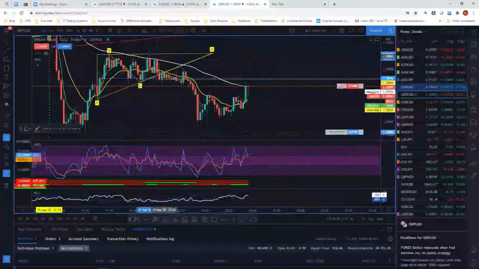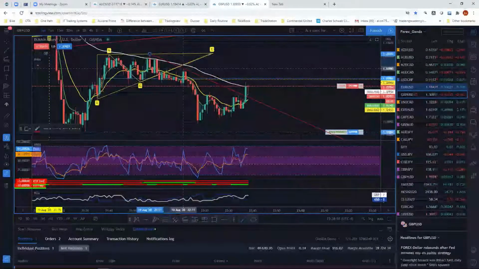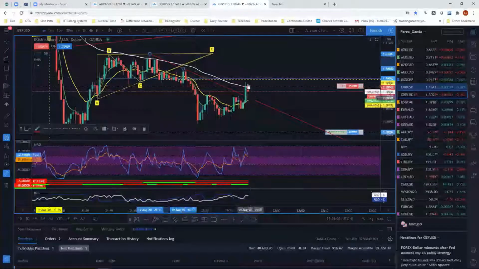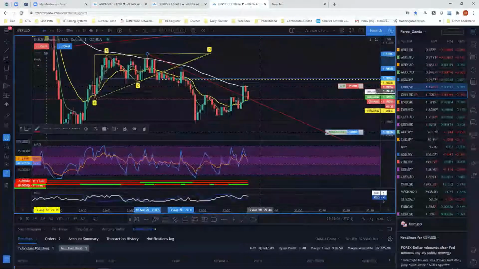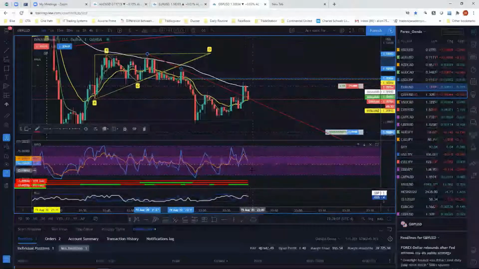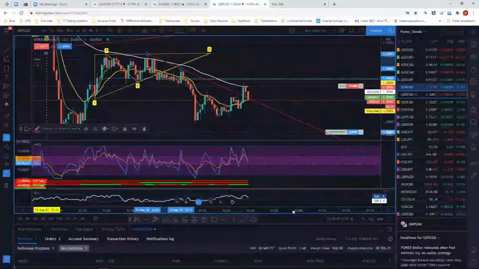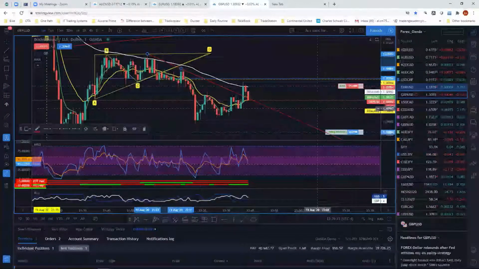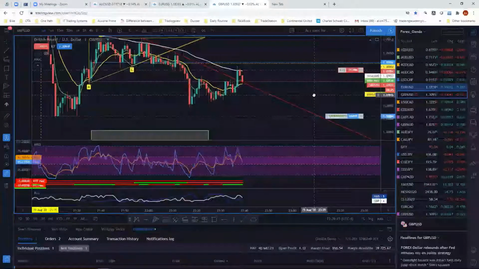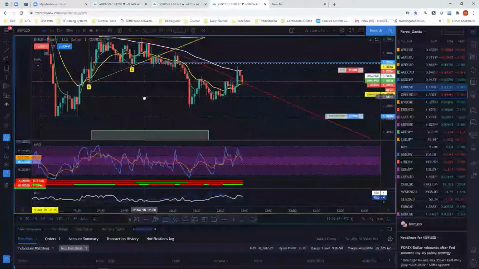So I'm going to take this last one. I'm going to come down. I'm going to test this. Now, this did penetrate it. Now, this thing could come down, retest it, and then keep on going up. But this is going down. This is still showing weakness. The dollar is still showing strength to the downside. So I'm just going to stay in this trade. I'm just going to view this as just another pullback.